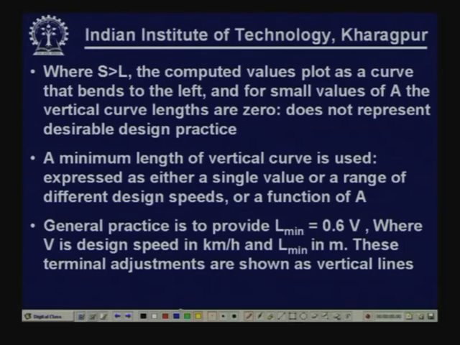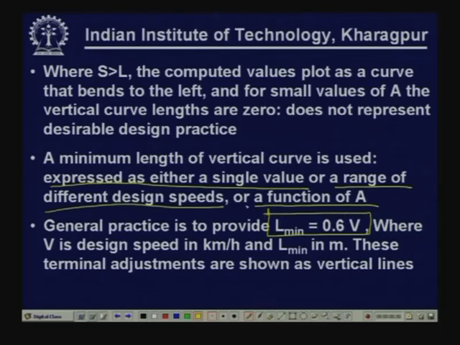Now, the moment we say a minimum length of vertical curve is used, there are many approaches. Sometimes this is expressed as a single value, sometimes as a range for different design speeds, sometimes as a function of A, but the general practice is to provide L minimum as 0.6 V. It is the general practice to provide the minimum length of a summit curve as 0.6 V, where V is the design speed in kilometer per hour and L minimum is the minimum length of curve in meter.